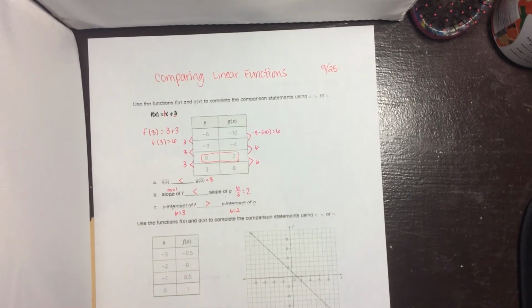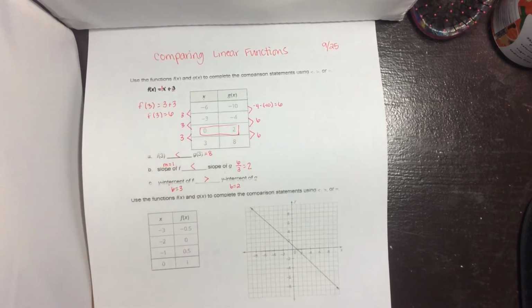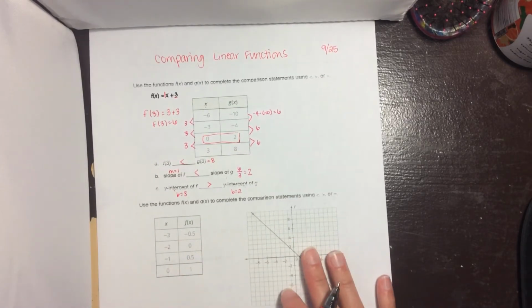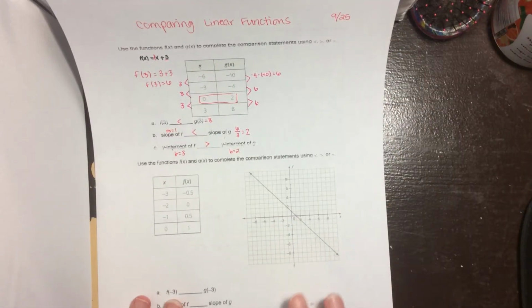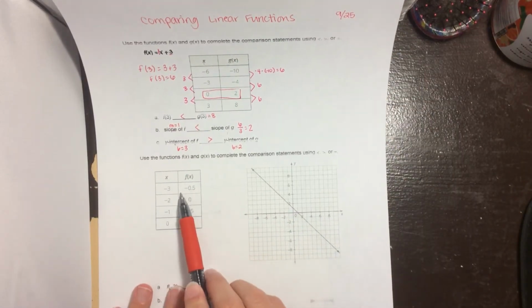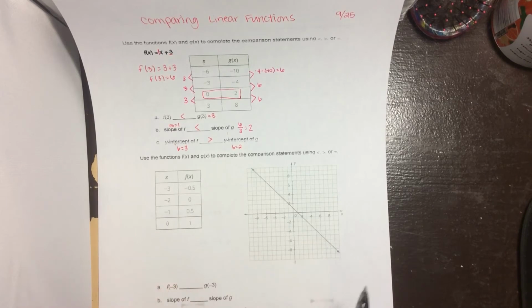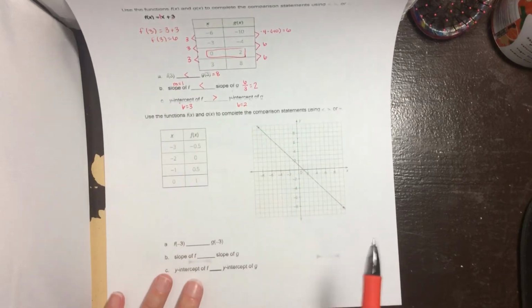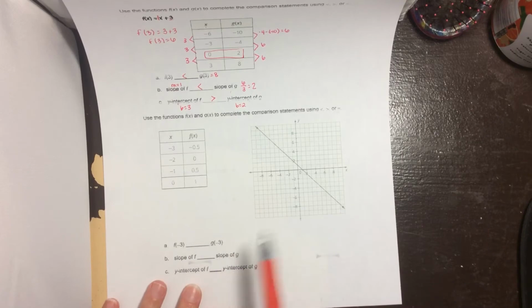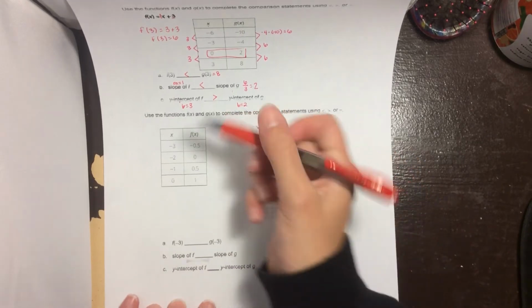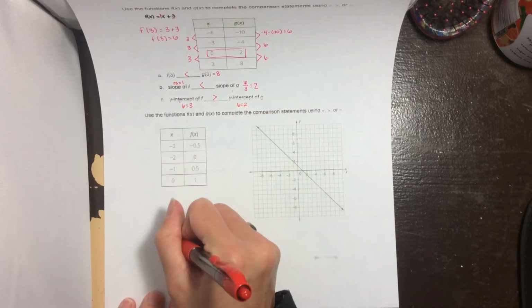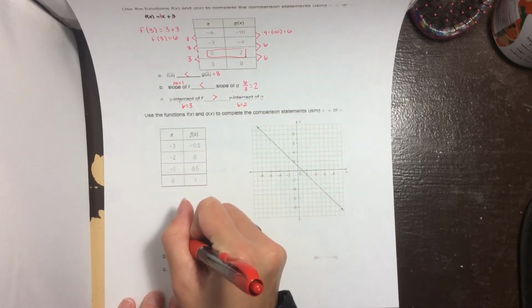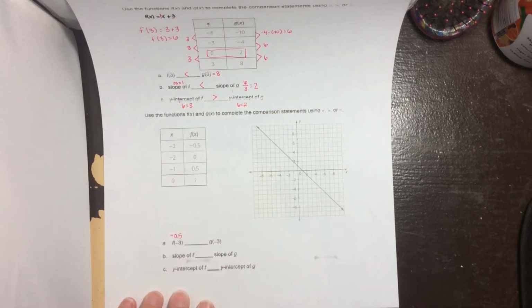All right, let's look at some different representations here. We're going to move on to use f of x and g of x. Okay, so we've got the table for f of x and the graph for g of x. So let's compare f of -3 to g of -3. F of -3 is going to be right here where x is -3. F of -3 is -0.5.